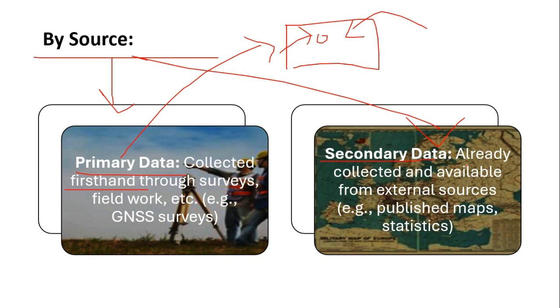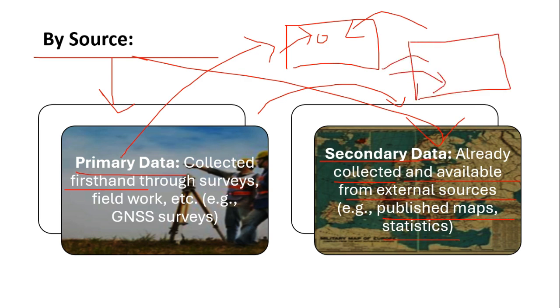And secondary data is already collected and available from external sources like published maps and statistics. Secondary data is generated from primary data. So when maps are created from the primary data, or statistics are created from that data, these maps and statistics can be used as secondary data. These are the two types classified by source.